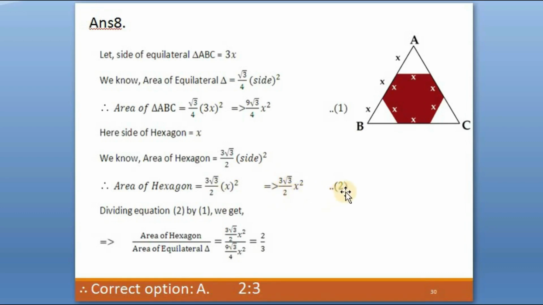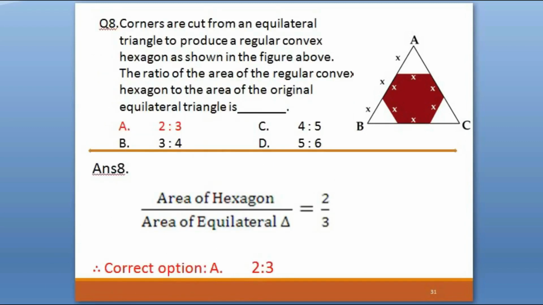Now dividing equation 2 by 1, because the question asks for the ratio of area of hexagon to area of equilateral triangle. So dividing equation 2 by 1, we get area of hexagon to area of equilateral triangle as 3 root 3 by 2 x square over 9 root 3 by 4 x square, which is equal to 2 by 3. So the correct option is A, that is 2:3, right? So this is the ratio.